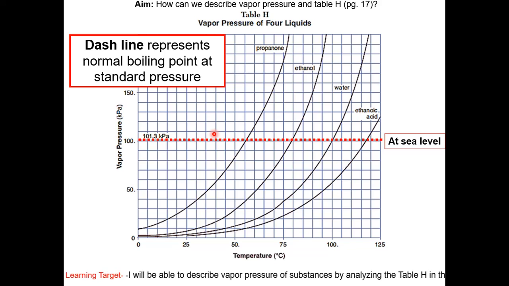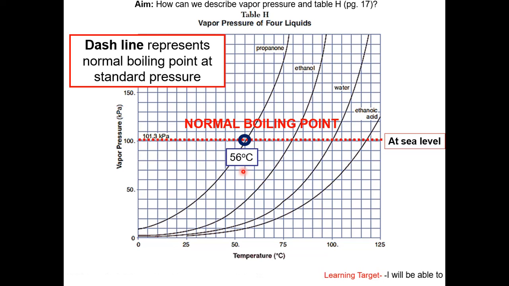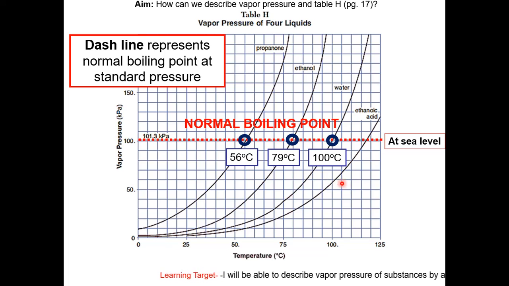The dashed line represents standard pressure. We can use it to figure out the standard boiling point of each of the substances. When each curve intersects the dashed line, we can look up the temperatures. So propanol boils at 56 degrees Celsius, ethanol boils at 79 degrees Celsius, water boils at 100 degrees Celsius, ethanoic acid boils at 117 degrees Celsius at standard pressure.